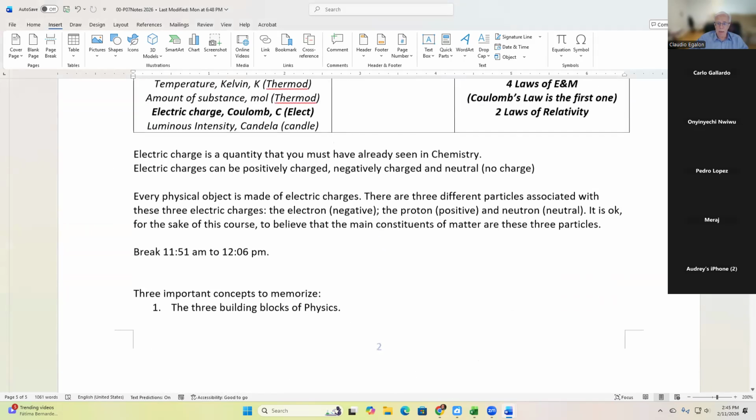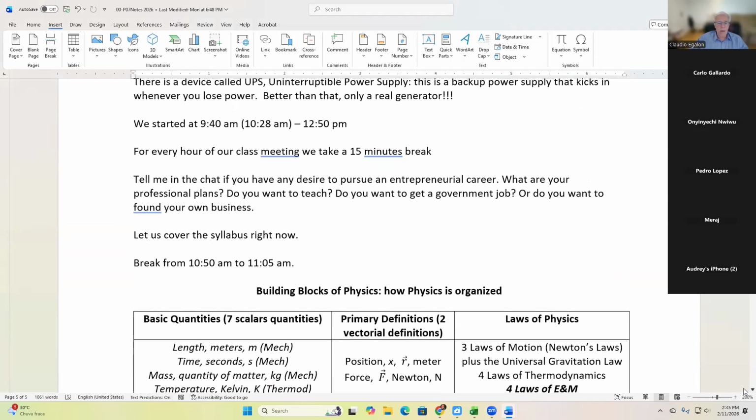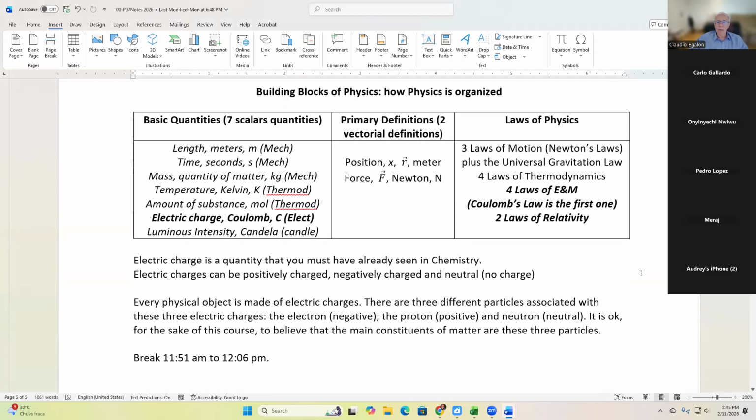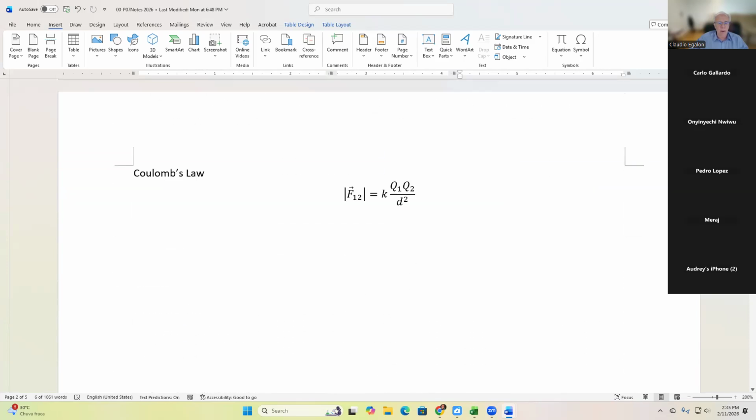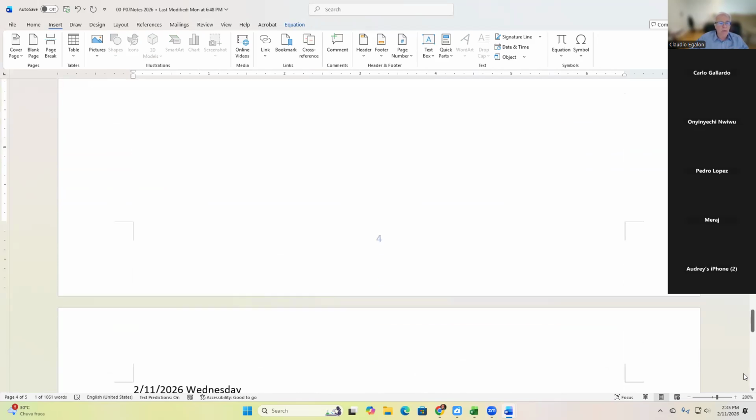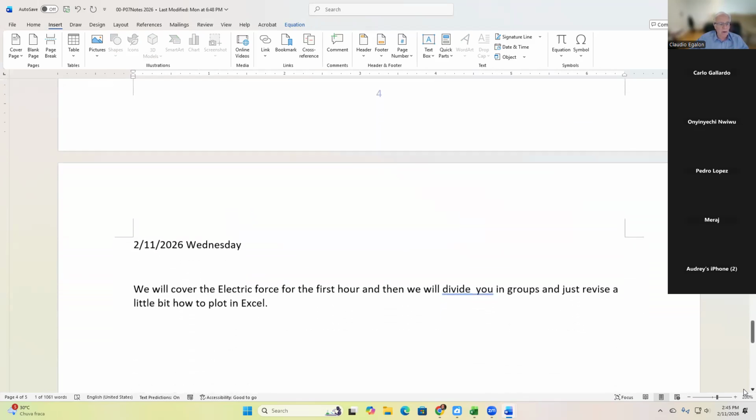And it's just to remind you what we did before, the 3 building blocks of physics. The new building block, the new quantity that we are covering is the electric charge. And we will be covering the 4 laws of electromagnetism. The first law is Coulomb's law, and it is exactly that law of the electric force that we saw before. You have to memorize that, okay? Here's the equation for the electric force. The magnitude of the force is given by this relationship.